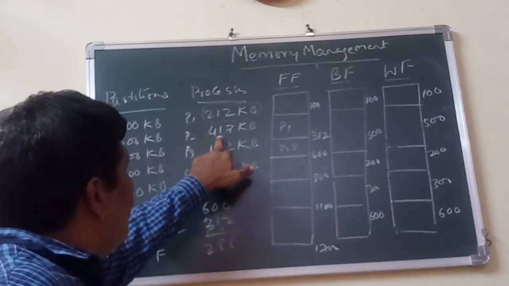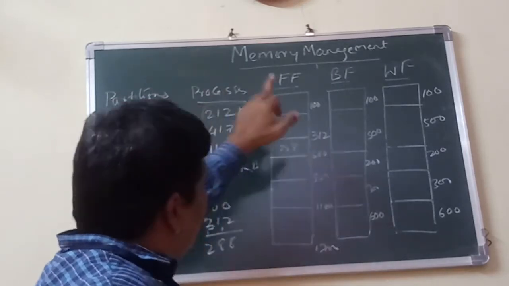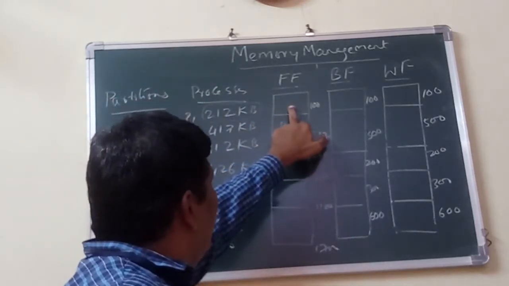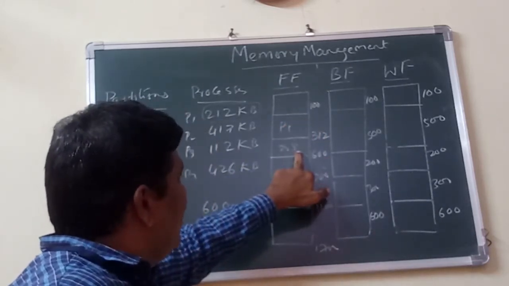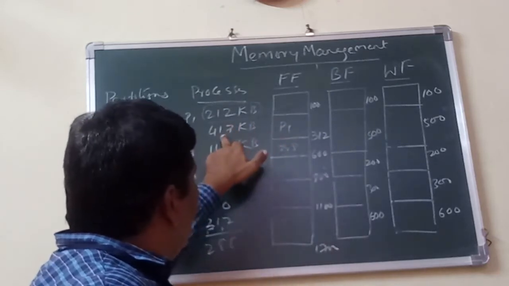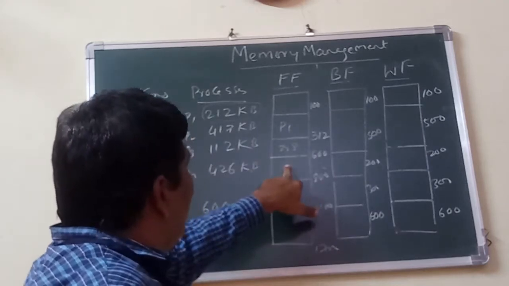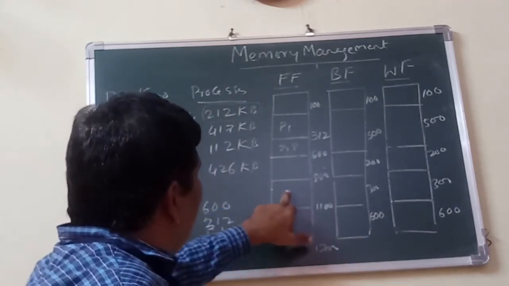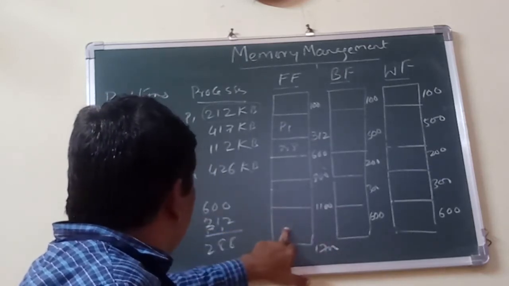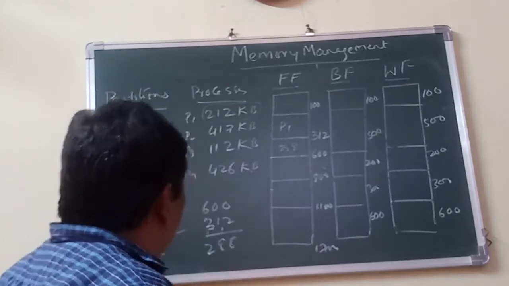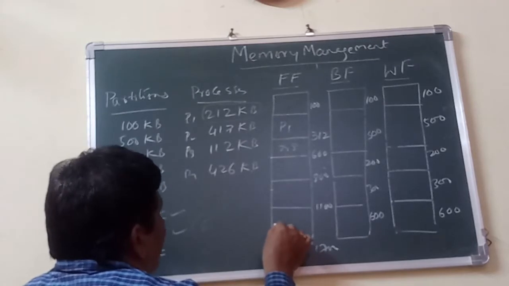Now the next process P2 requires 417. We start from the first again. This partition of 100 cannot accommodate 417. This partition of 288 cannot accommodate 417, so we leave that. The partition of 200 cannot accommodate it, we leave that. The 300 kilobyte partition cannot accommodate it either. Then the 600 kilobyte partition can accommodate it, so this process can be accommodated here.